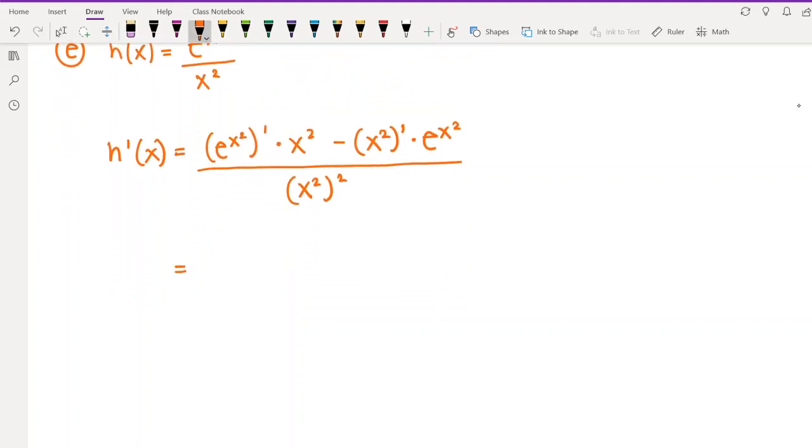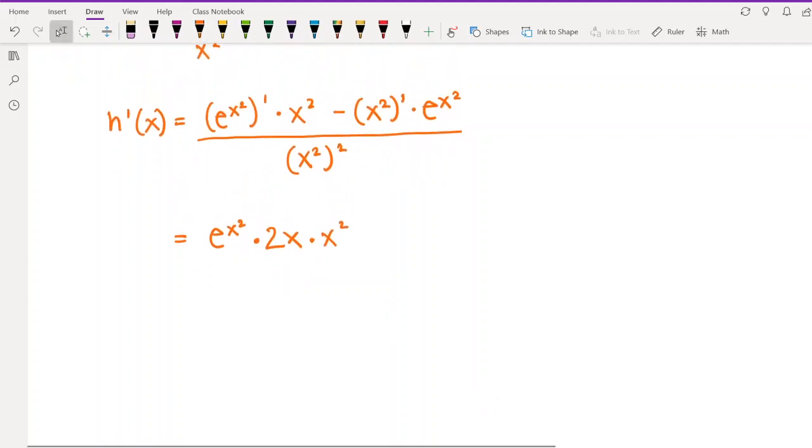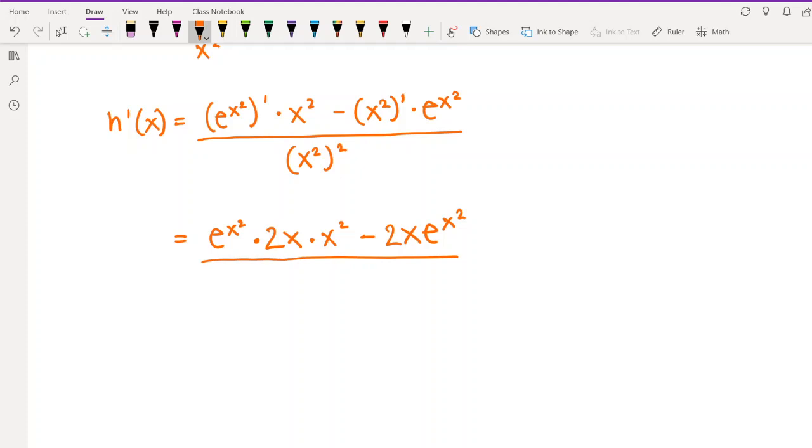Okay, so what is the derivative of e to the x squared? Well, e to the x squared is a composite function, right? The outer function would be e to the u, the inner function would be x squared. Anytime you have e to a power, the first part of the derivative is exactly the same as the original function, so it's just e to the x squared. But then we multiply that by 2x because that's the derivative of x squared. And then we multiply that by x squared. Then we take the derivative of x squared, which is 2x, and multiply that with e to the x squared. And in the denominator, we have x to the 4th.